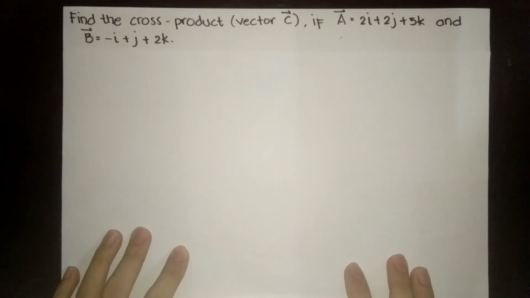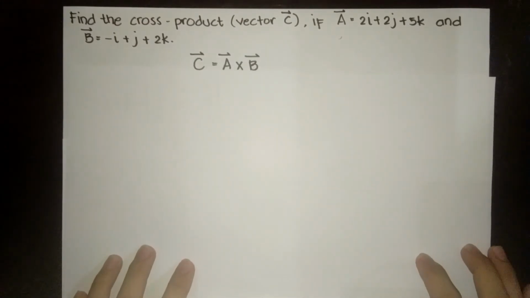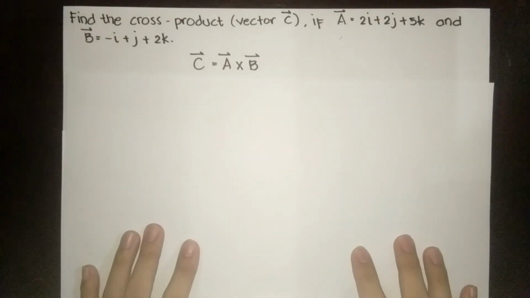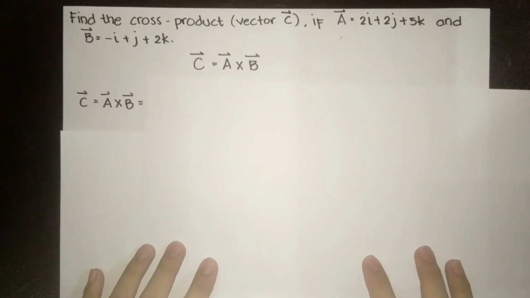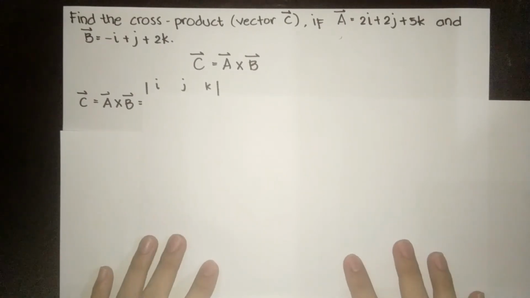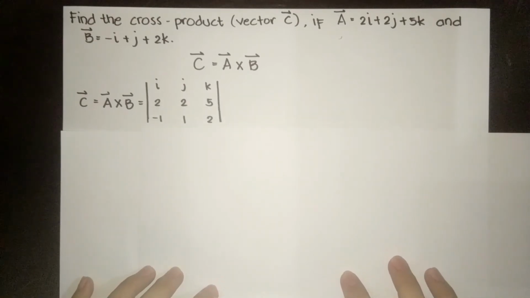So for our first example, find the cross product, or vector C, if vector A is equal to 2i plus 2j plus 5k and vector B is equal to negative i plus j plus 2k. We know that vector C is equal to vector A cross vector B. So first, let's construct a matrix. We're going to arrange the i, j, and k on the top row, the components of vector A on the second row, and the components of vector B on the third row.